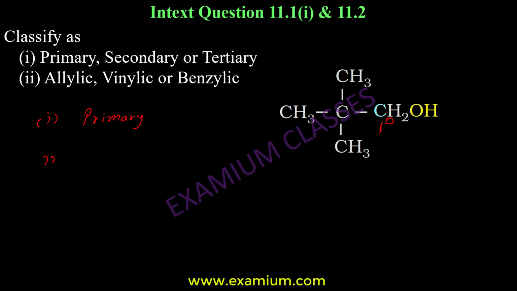Now the second one: allylic, vinylic, or benzylic. If we see here, the OH group is attached to this carbon. We need to check whether there is any double bond. There is no double bond at all. There is no benzene ring at all. So it is neither allylic nor vinylic, and also not benzylic. For allylic, vinylic, or benzylic, remember, there must be a double bond in the picture. If there is no double bond, it can never be allylic, vinylic, or benzylic. So you will say none.